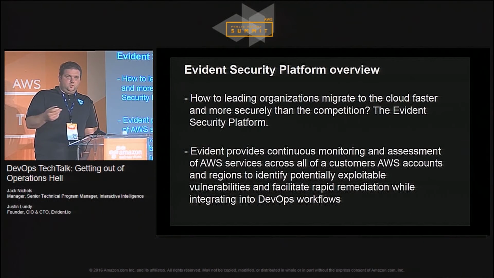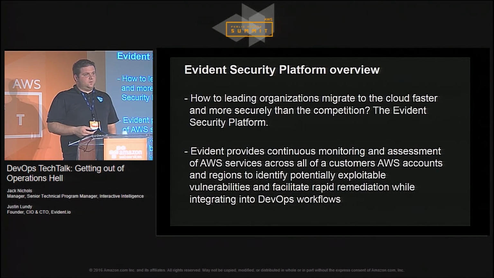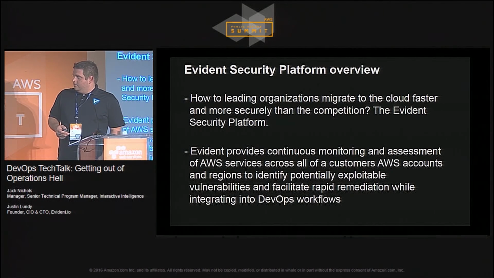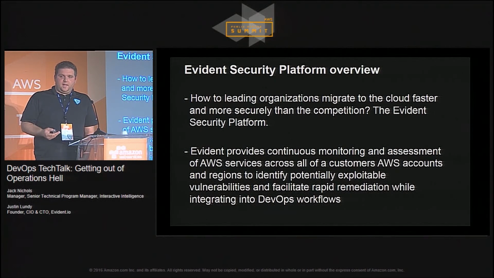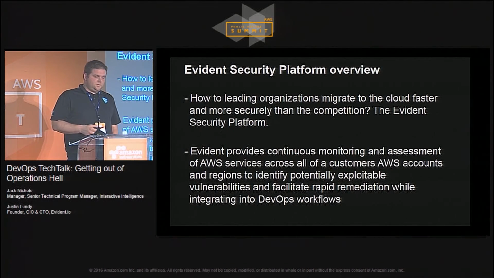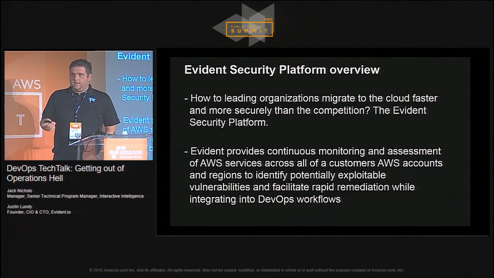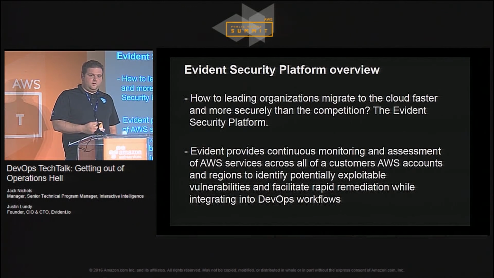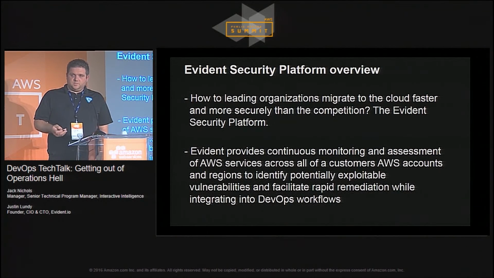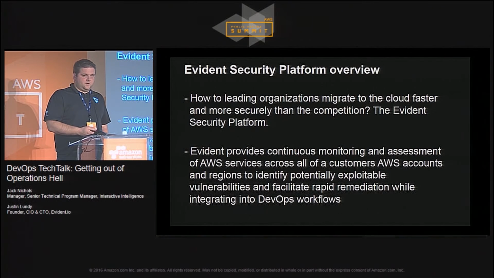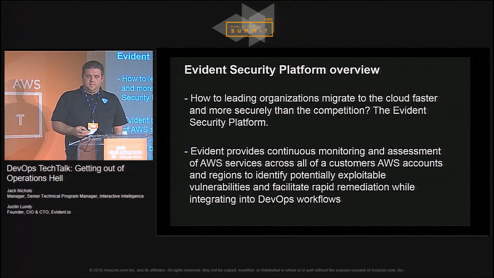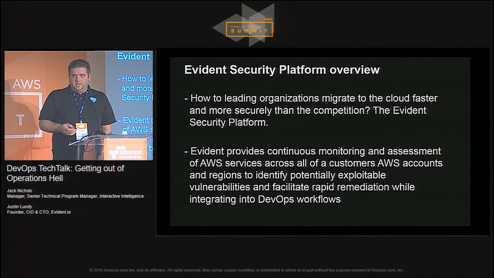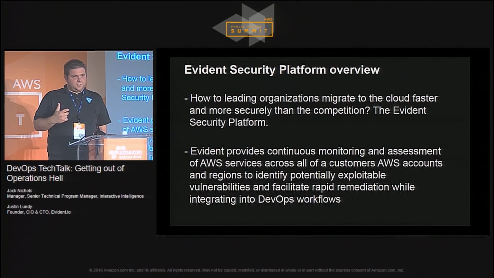So what does Evident do for companies that are adopting DevOps or are interested in adopting DevOps? We provide a continuous monitoring platform that analyzes how customers are leveraging Amazon services. So whether it's EC2 or S3 or IAM or RDS, we take a look at how you're configuring all of your services. And we identify potentially exploitable misconfigurations in how you're using Amazon. And then we guide you through the process of mitigating these risks, and then also giving you the ability to automatically fix the problems as they happen with Lambda functions, like you saw during the ChatOps section earlier.